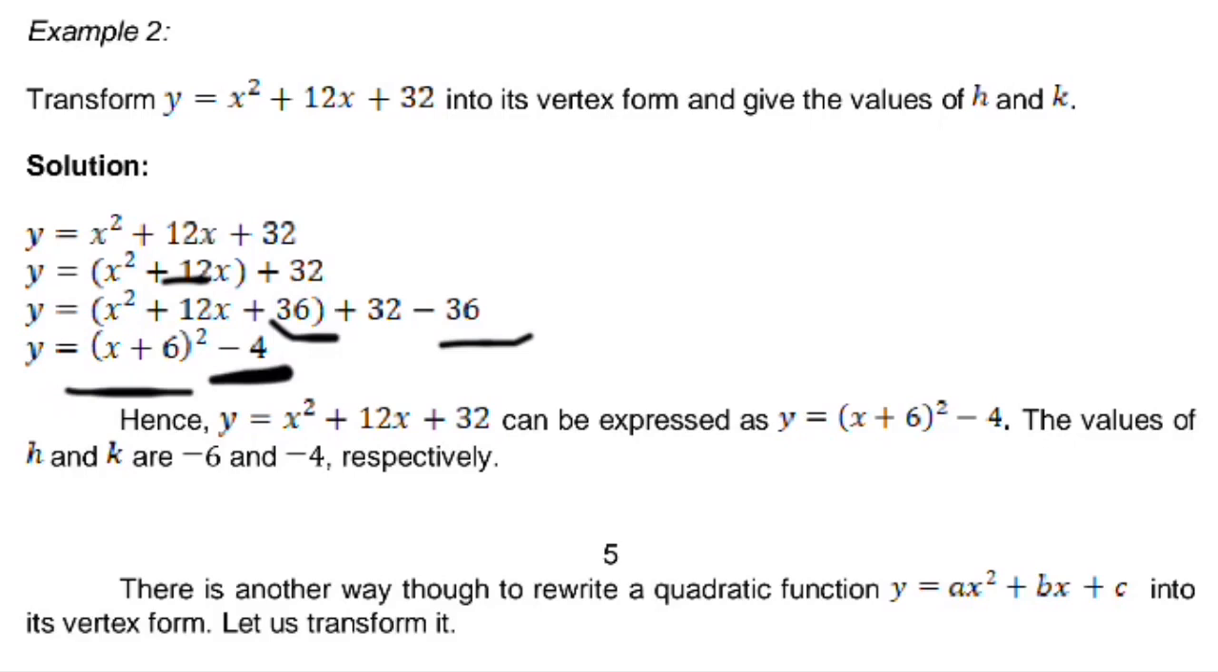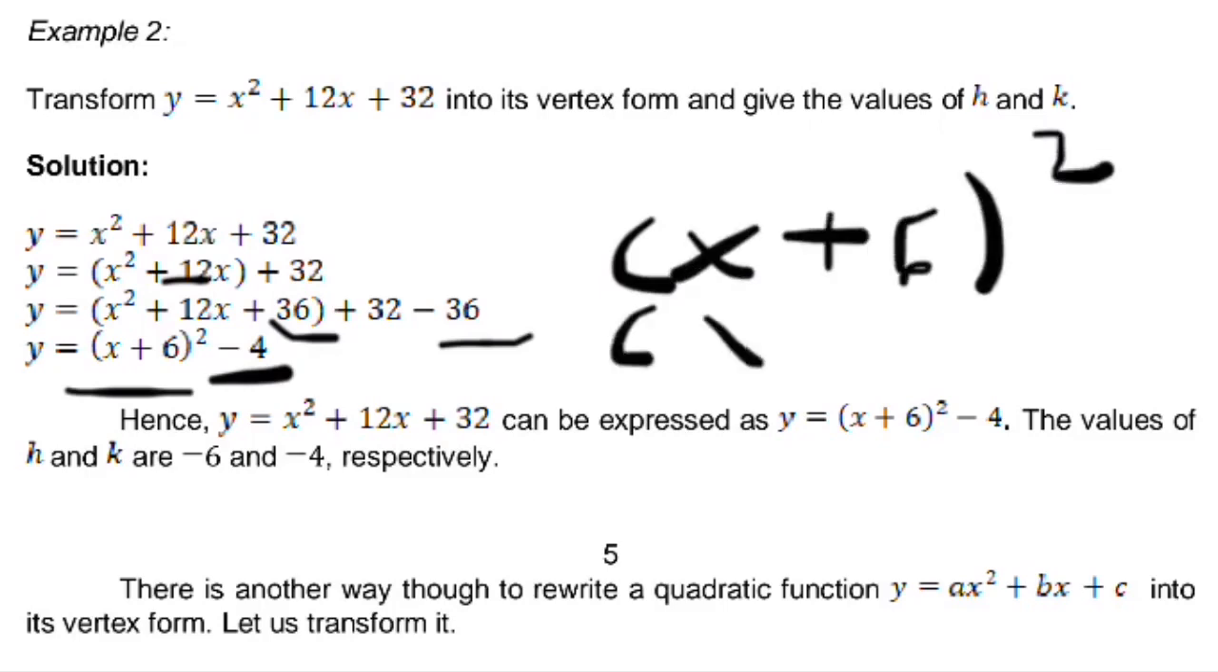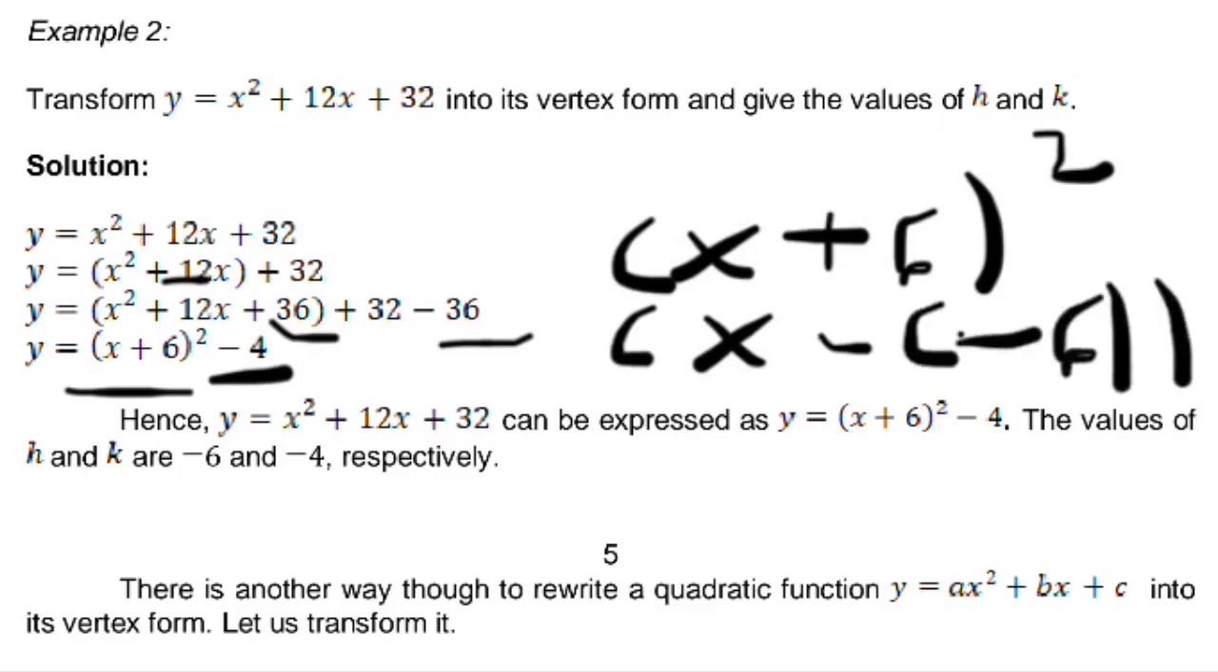The values of h and k: here the value of h is negative 6, since x plus 6 squared is the same as x minus negative 6 squared. So the value of h here is negative 6, and the value of k is negative 4, respectively.